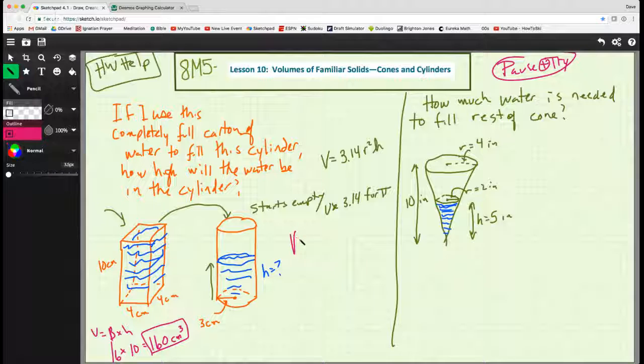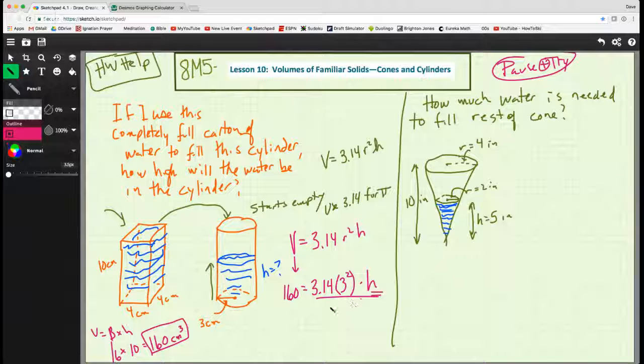So our volume is equal to 3.14 r squared h. We know our volume is 160, equals 3.14. We know our radius is 3 squared. And then the height will be determined by what's left over. So we know all our other numbers except h. So we can say 160 divided by 3.14 divided by 3 squared is our h, right?